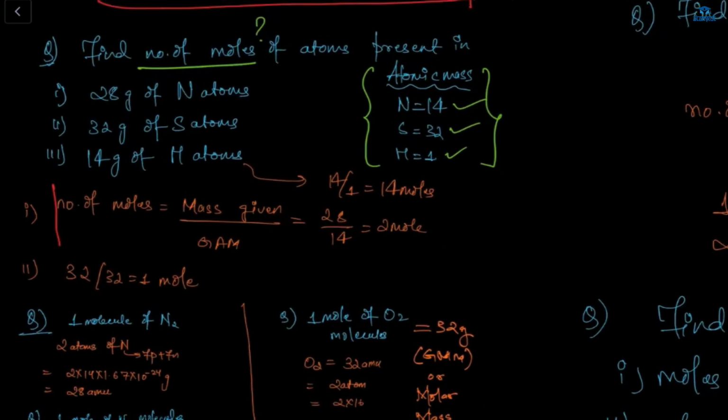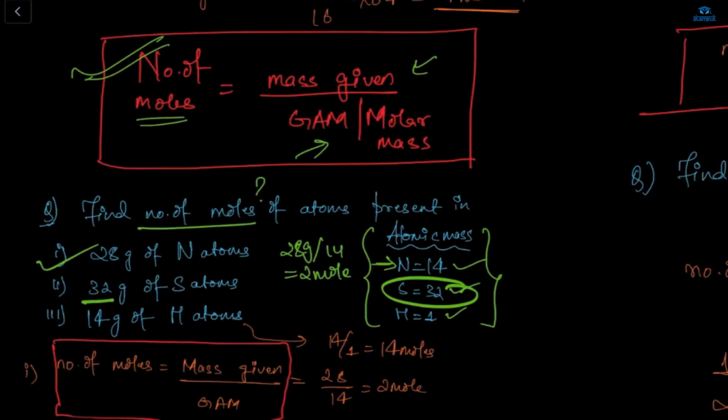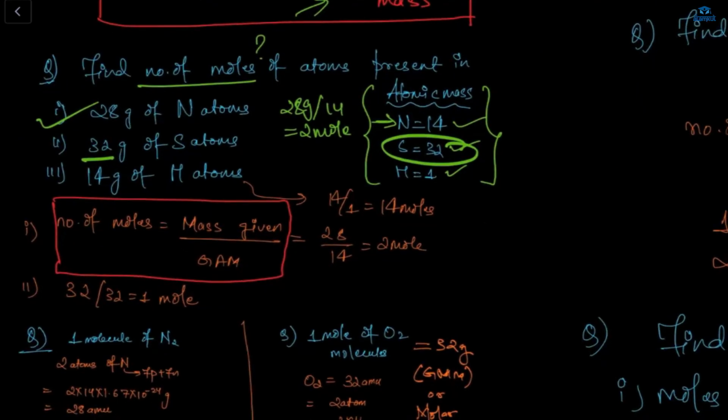Your mass given and your molar mass. So let's solve the first part of this question. 28 grams. So your mass given is 28, and nitrogen atomic mass is given, which is 14, which equals 2 mole. 32 grams, 32 is already given, and your molar atomic mass or molar mass is 32, which equals 1 mole. 14 divided by 1, which is 14 moles.